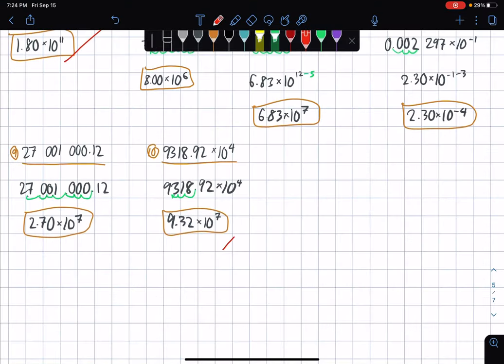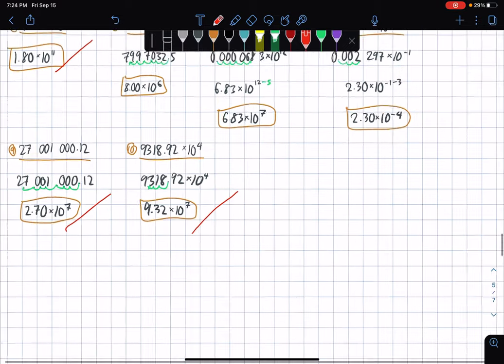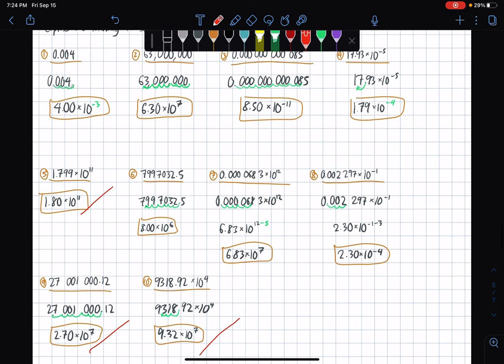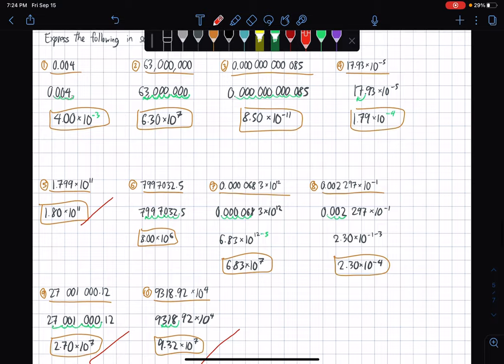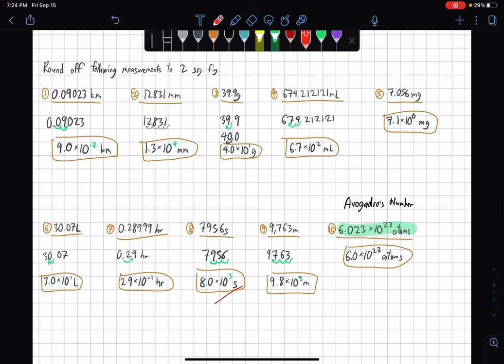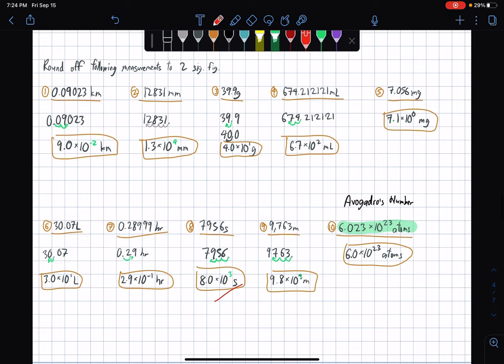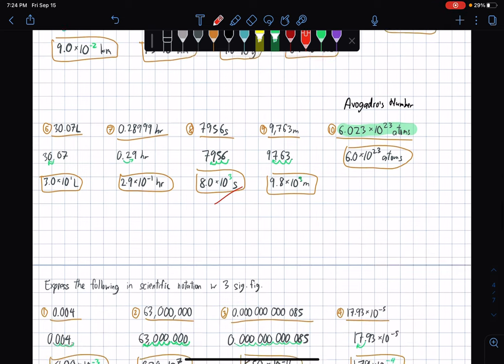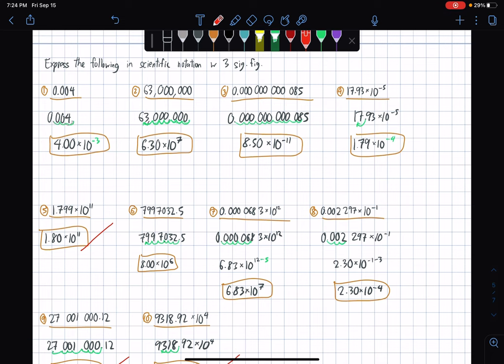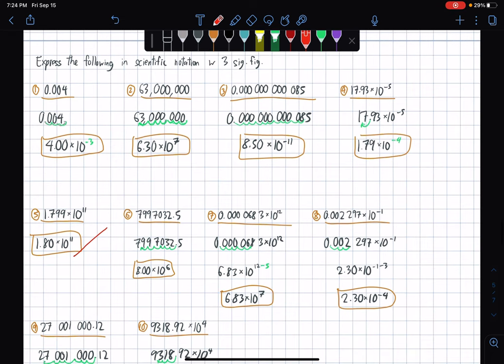Alright, these are correct. Just because I placed a check sign doesn't mean that the other answers are wrong. They may be wrong, but I showed you, at least in the majority, the correct way of trying to find the correct answer.